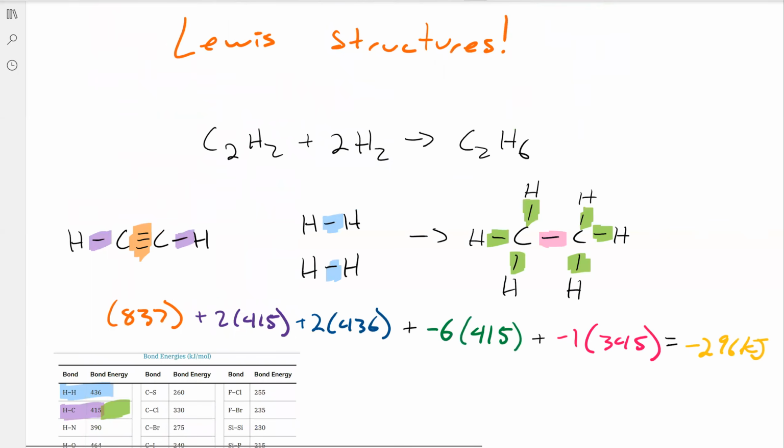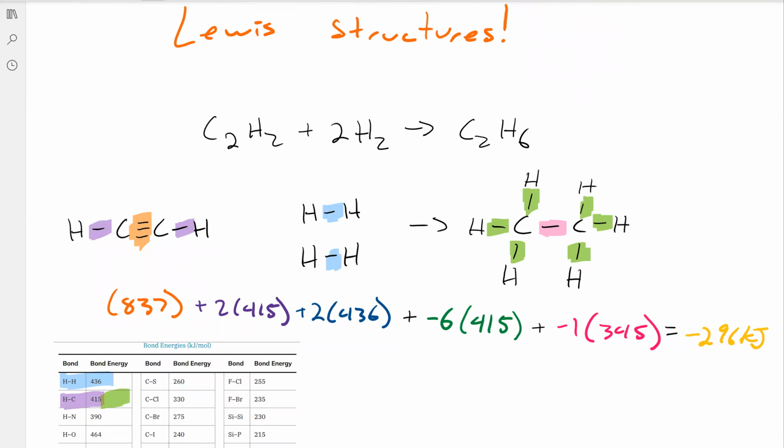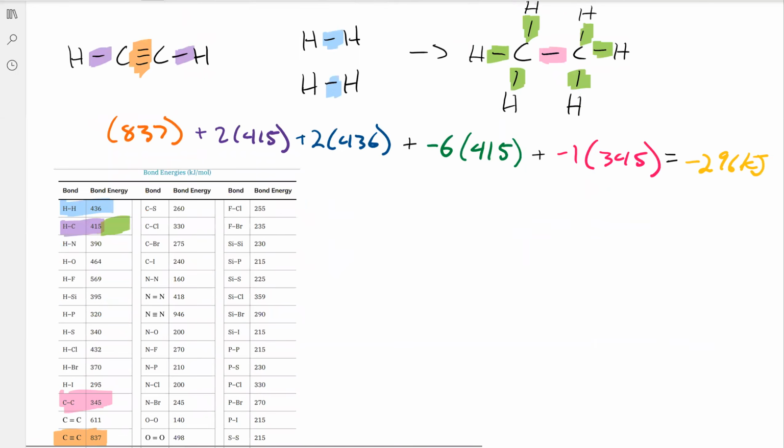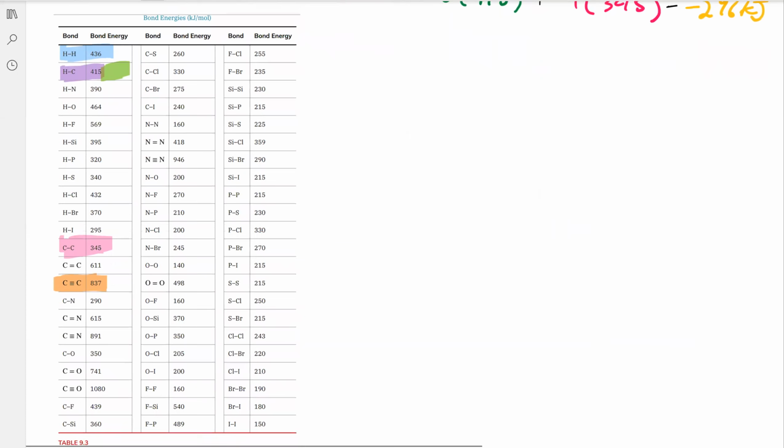So we can tell that overall, this reaction is going to be an exothermic reaction. We got a negative delta H to do this hydrogenation reaction. And we can estimate it because of Hess's law that states basically that enthalpy is a state function. So we don't care how we get there. All we care about is the beginning and the end.